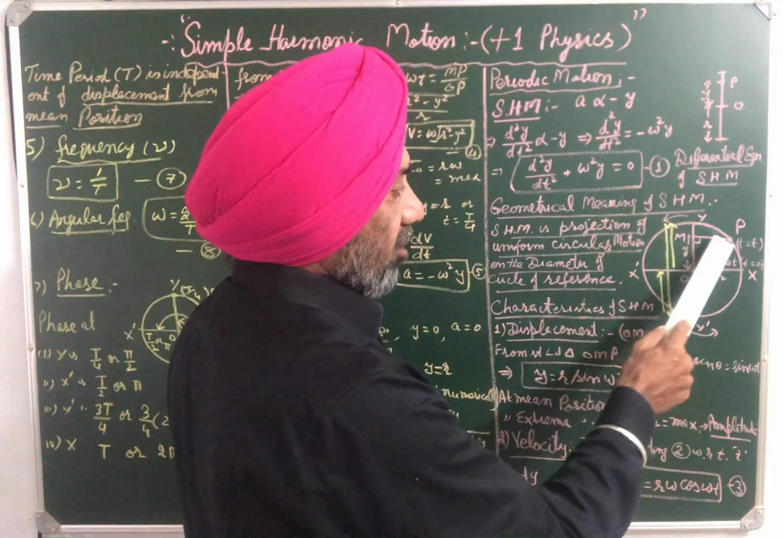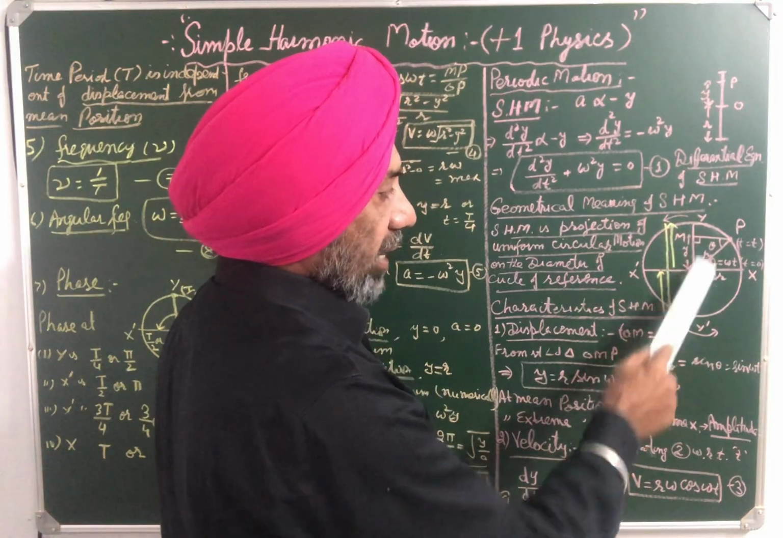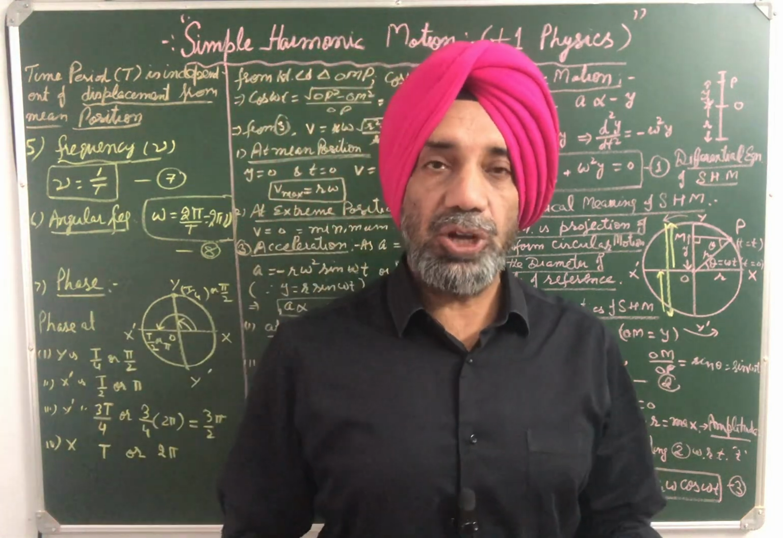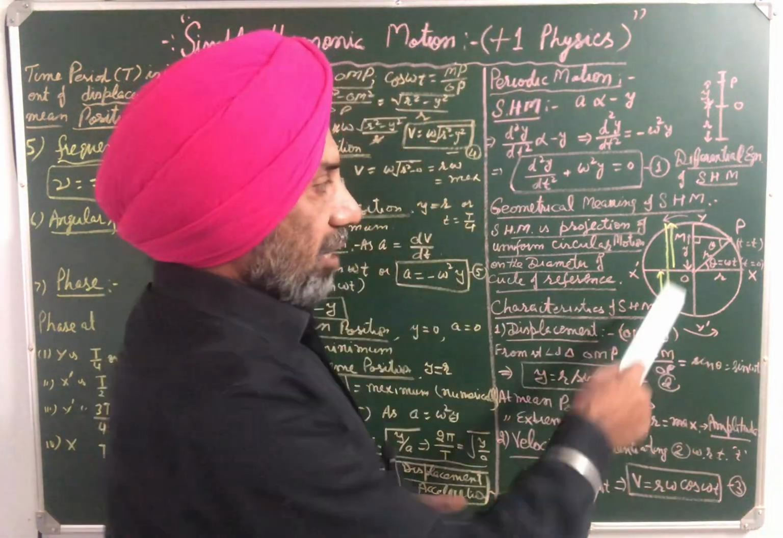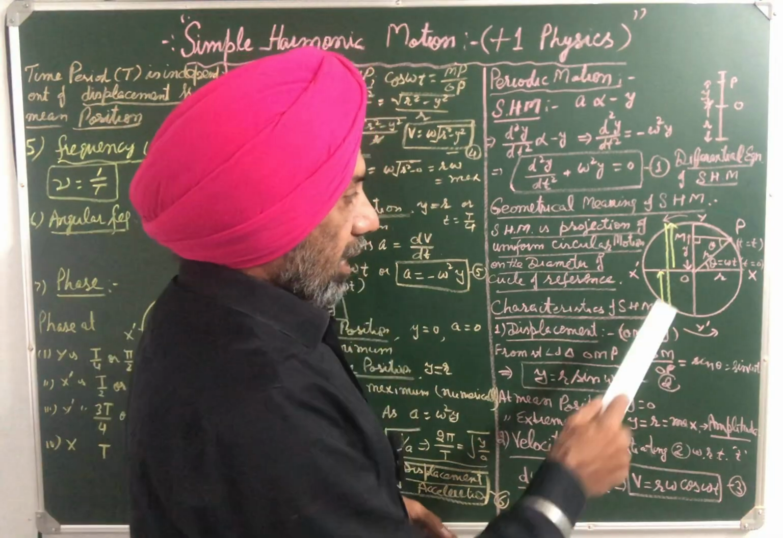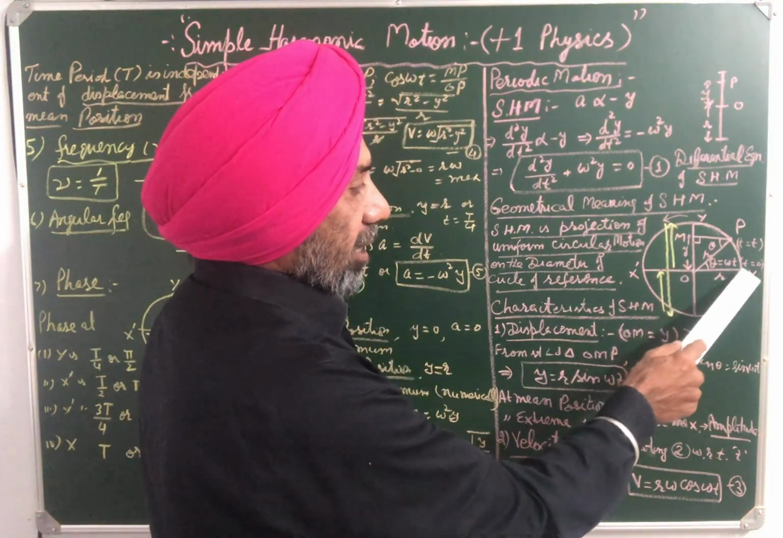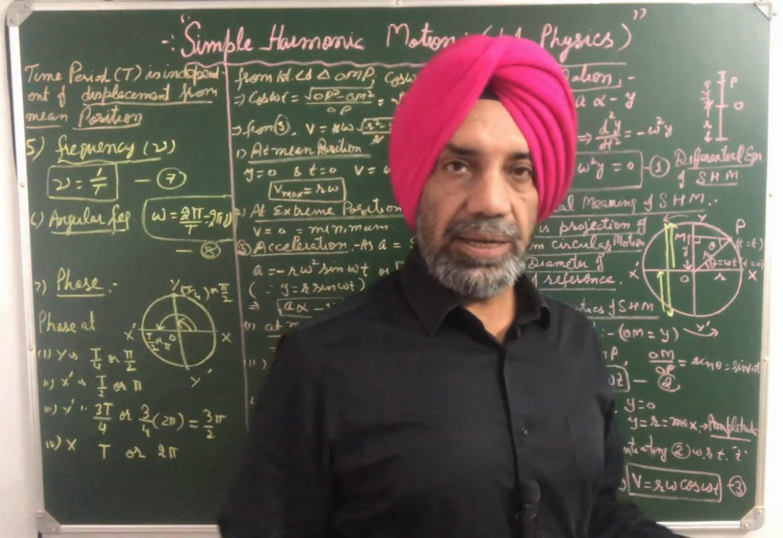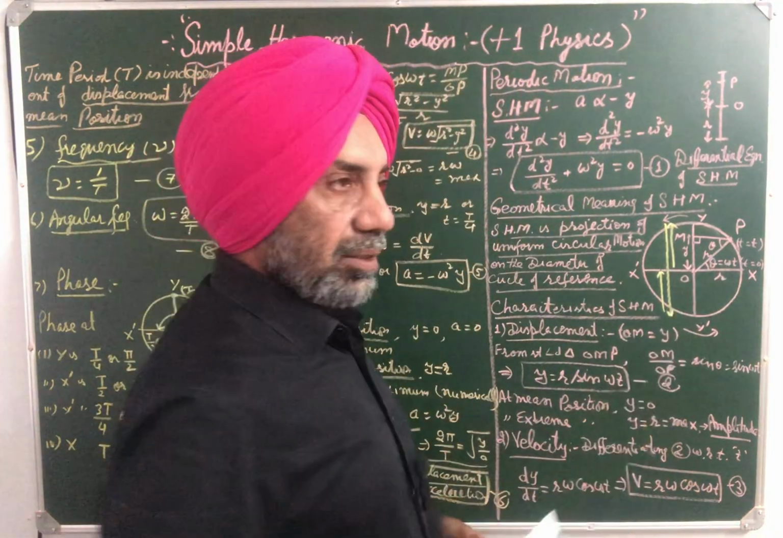From P, draw perpendicular PM on Y Y dash. Then M is known as foot of the perpendicular or projection of P on the diameter of circle of reference. Let this angle XOP is equal to theta. Theta is equal to omega t by definition of angular frequency.